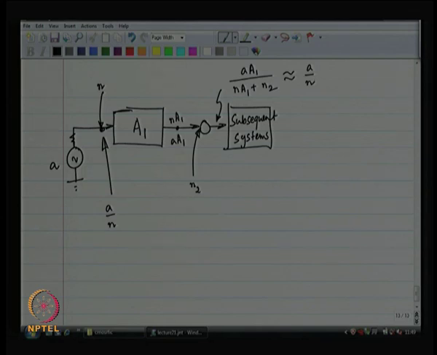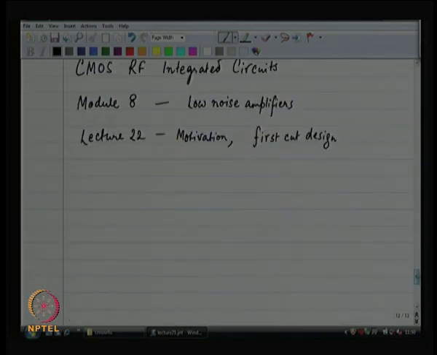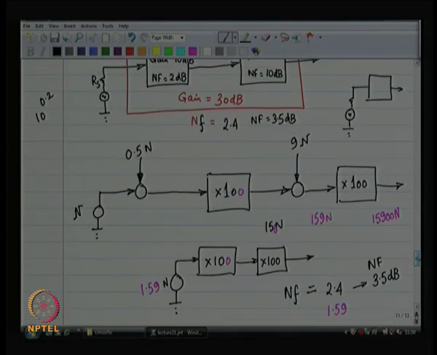So, this relationship, if you do this mathematically, if you do it with variables as opposed to numbers like we did, you come up with a formulation. That formulation is called the Friis equation.